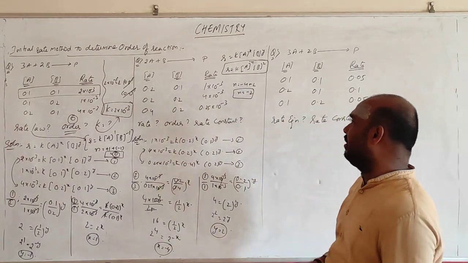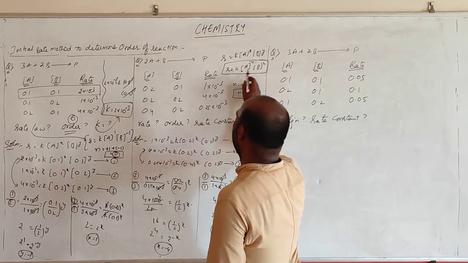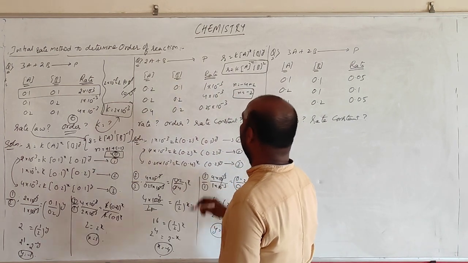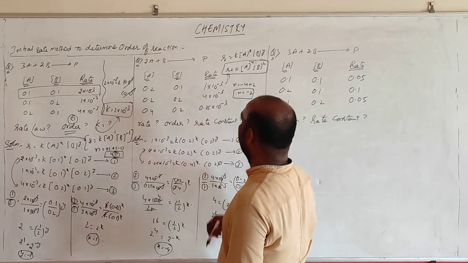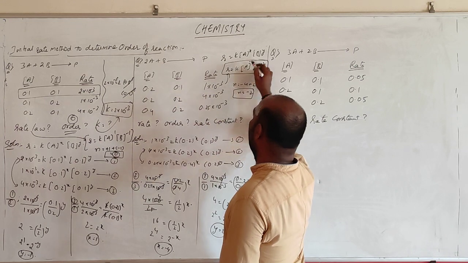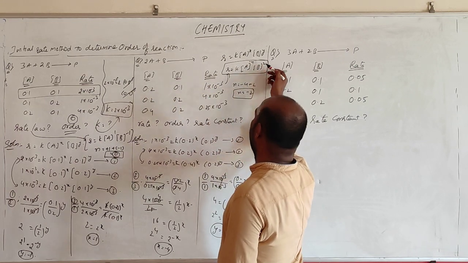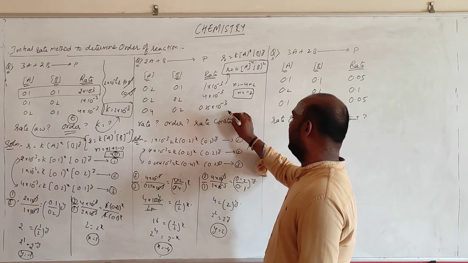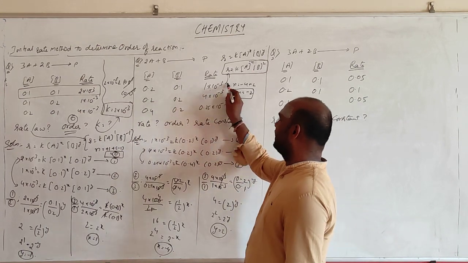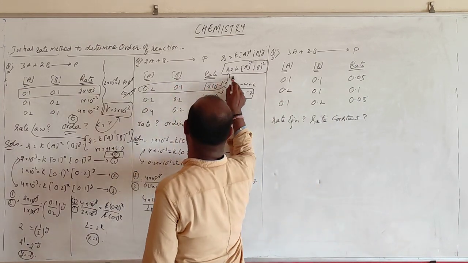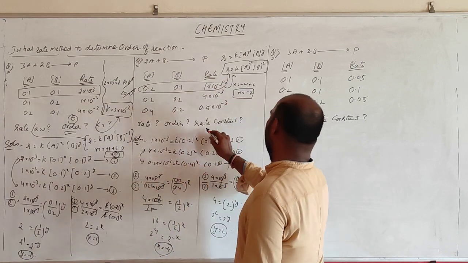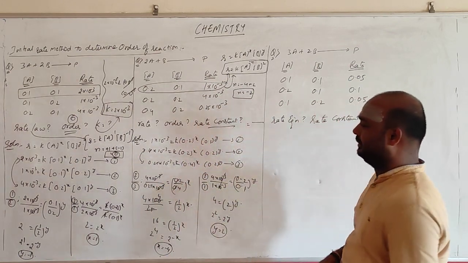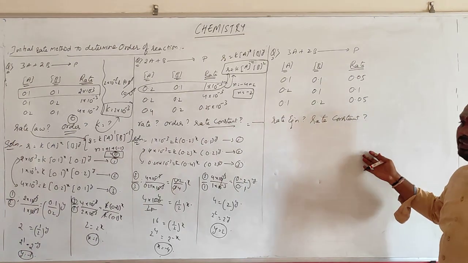What is the rate constant? So we take the values of these things and substitute. The r value will be 1 × 10^-3, the a value 0.2 whole power minus 4, the b value 0.1 whole square. Then find out the value of k. So you replace all these values with the powers and find out the value of the rate constant. Right. Okay. Go for solving this question, students.